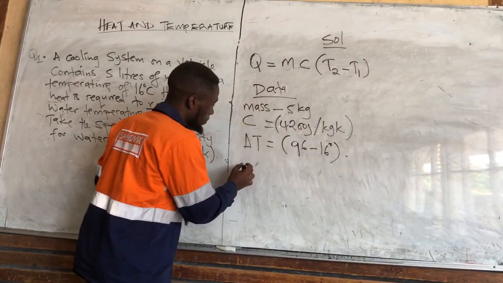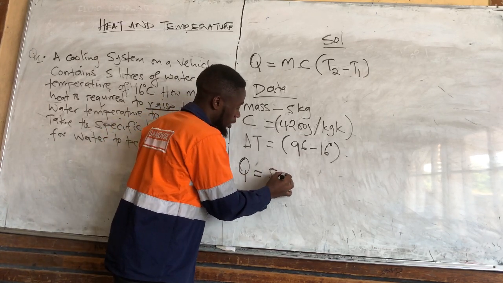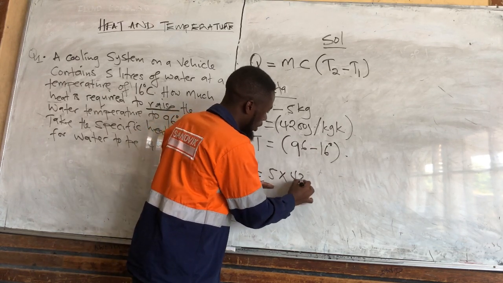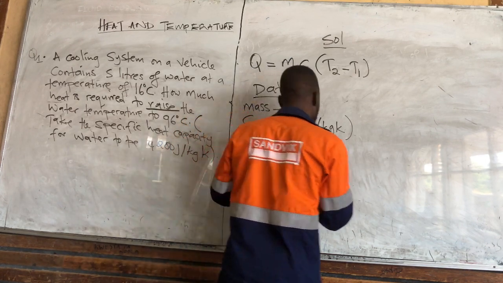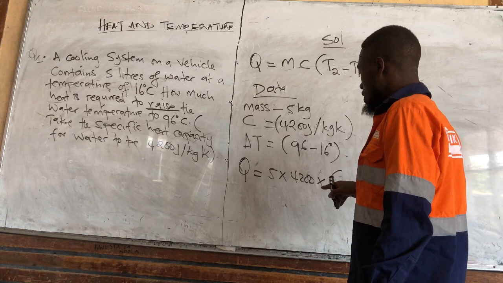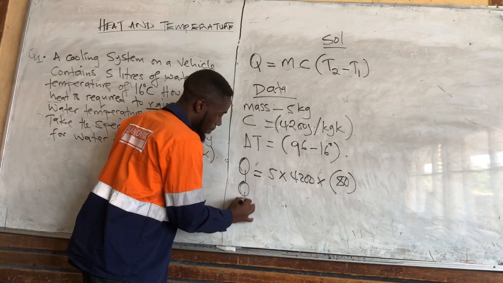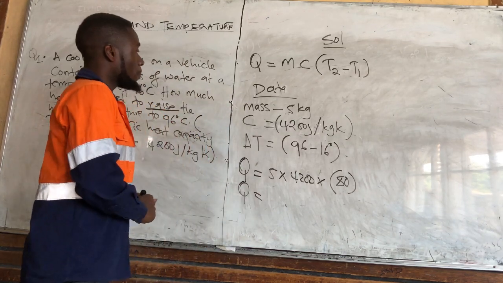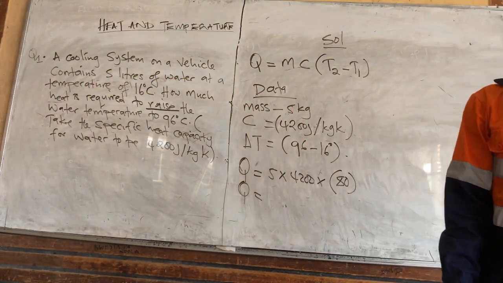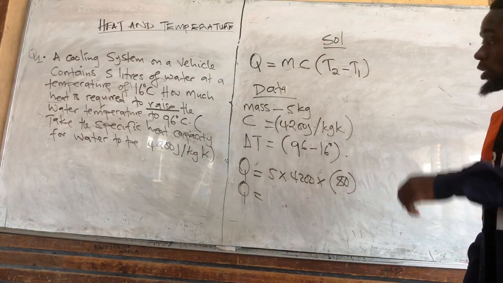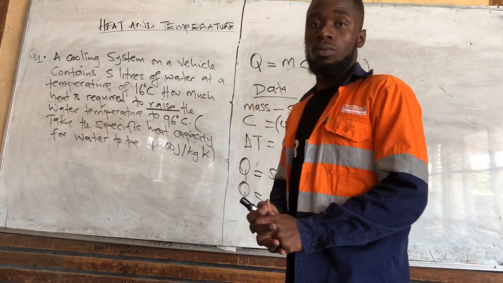So sensible heat is equal to what? The mass, 5 kg, multiplied by the specific heat capacity, 4,200, multiplied by the change in temperature. What is 96 minus 16? 80. So multiplied by 80. What's the final answer when you do the mathematics? And what are the units for heat energy? It's joules. So what's the answer?